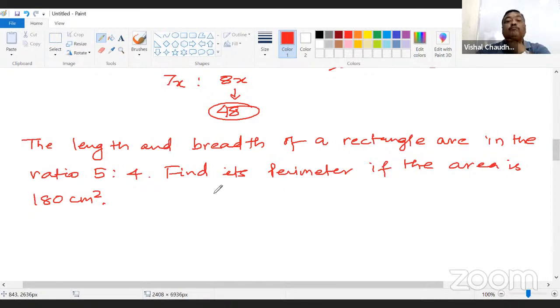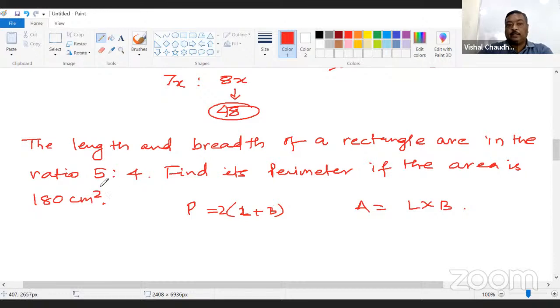Now understand, the length and breadth of a rectangle are in the ratio 5:4. You have to find the perimeter. So first of all, we have to know the formula for perimeter and the formula for area. Perimeter of a rectangle is 2 into (length plus breadth). And area is L into B.